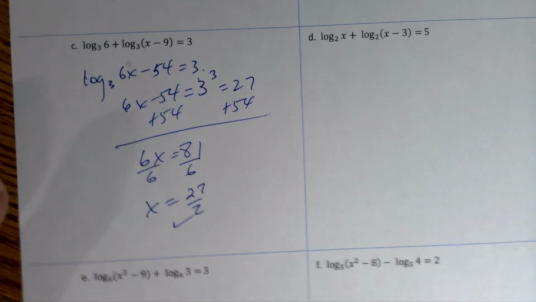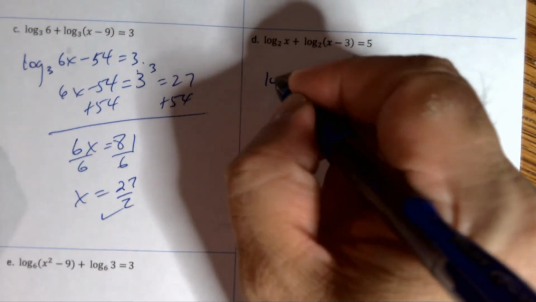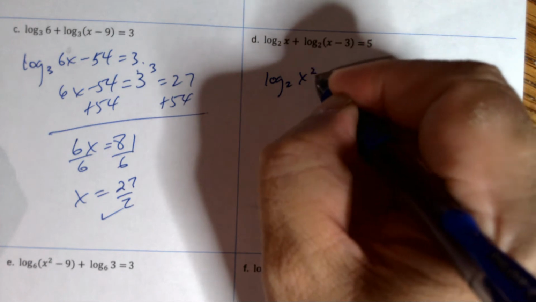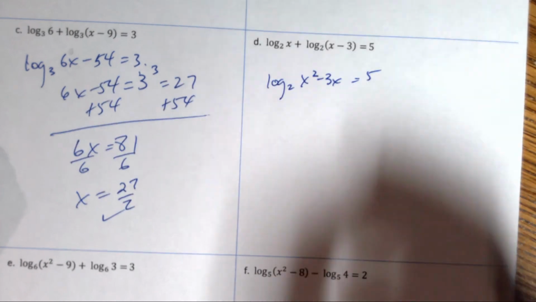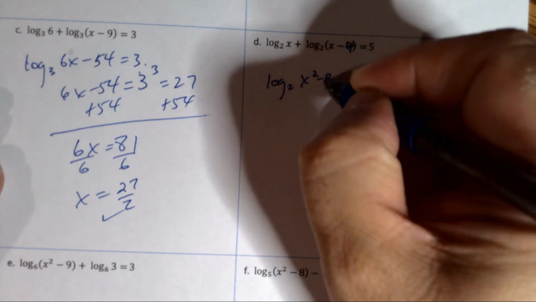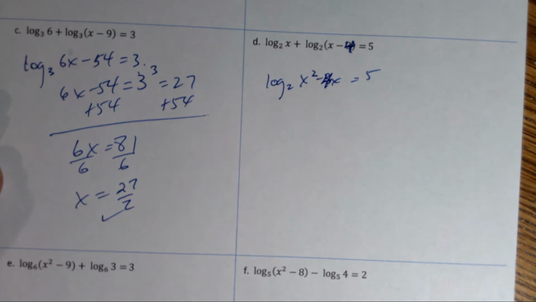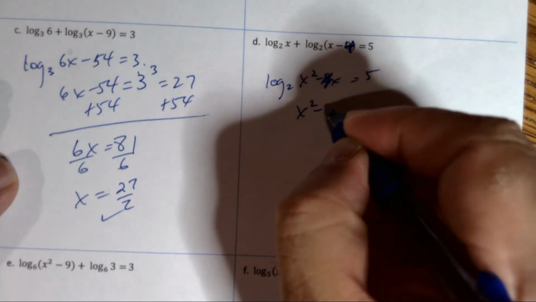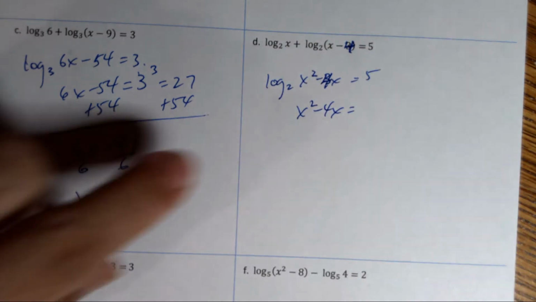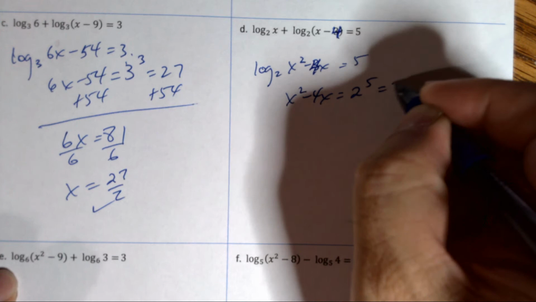All right, continuing. So here I got x times x minus 3. So it's log base 2 of x squared minus 3x equals 5. Oops, this is a typo. That's supposed to be a 4, not a 3. I'm just changing the problem. It should be a 4, not a 3. So this becomes x squared minus 4x equals 2 to the 5th power. So that's 2 to the 5th, which is 32.